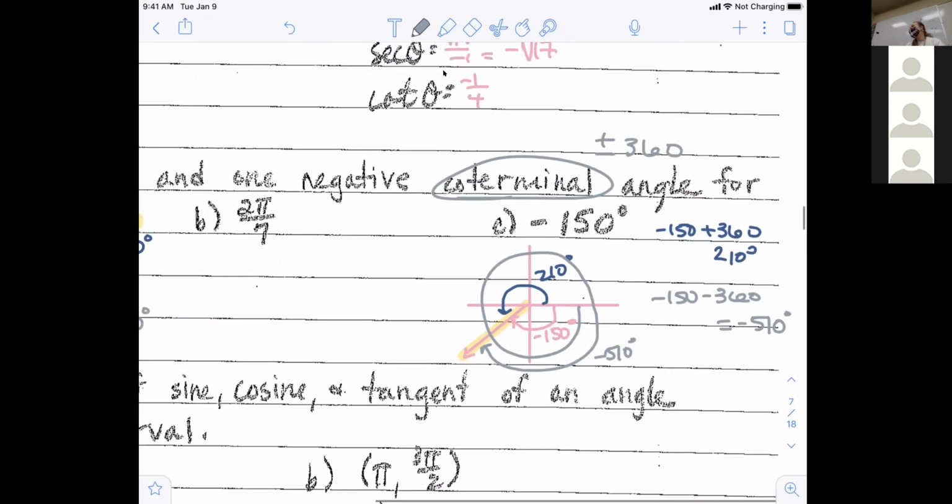I'm going to do the exact same thing in radians, but what is this? What's the same thing as 360 degrees in radians? What's the radian measure of 360 degrees? 2 pi. Wow, you guys knew it better than the other class. Good job.